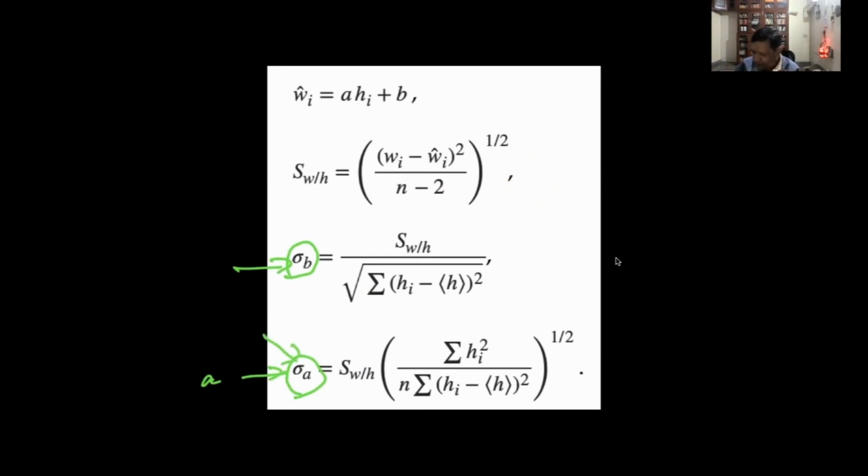And how do we compute it? This is my model value, so Wi minus Wi hat squared. This is called SWH, and given SWH, I can compute sigma. This is sigma B, and this is sigma A. So this is the error in A and this is the error in B, a measure of error. This is a standard deviation.